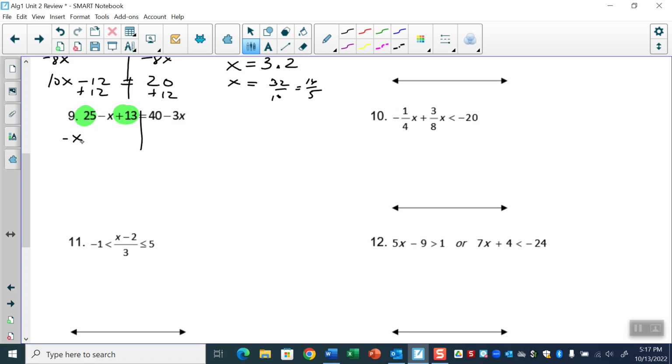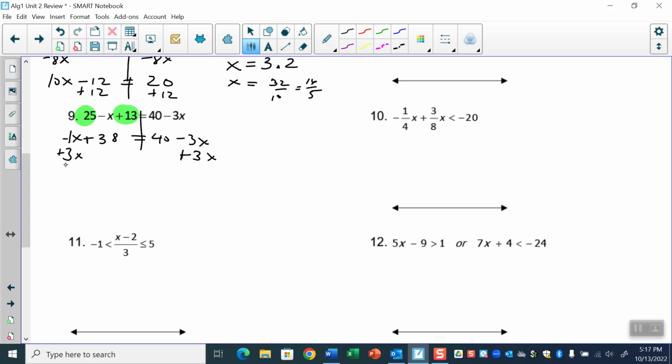You always have the variables first. And then 25 plus 13 would be 38. Equals, and then now I've got my 40 minus 3x. So now I have x's on both sides. I'm going to get rid of these guys on the right. So I'll do that to both sides.